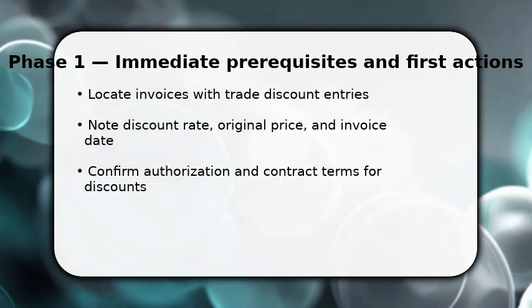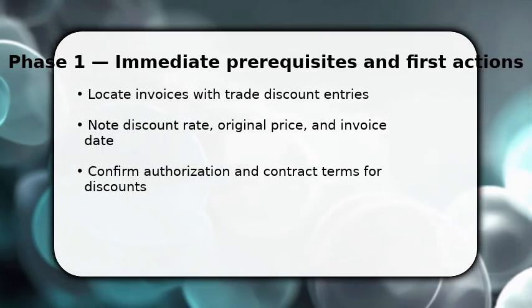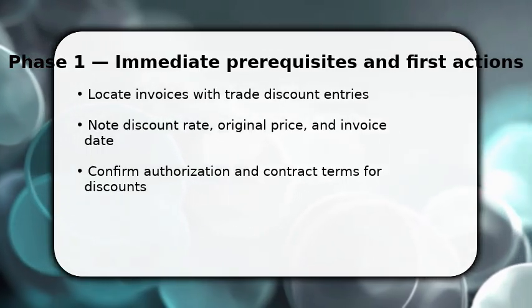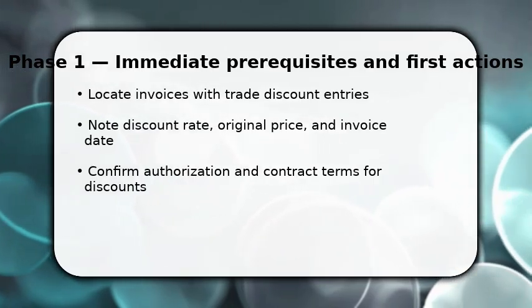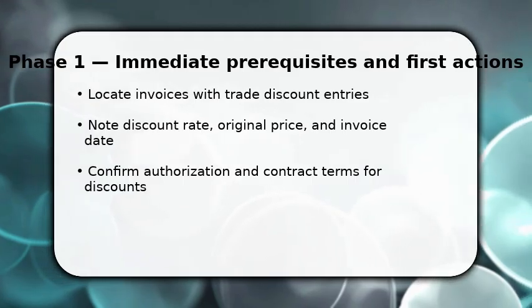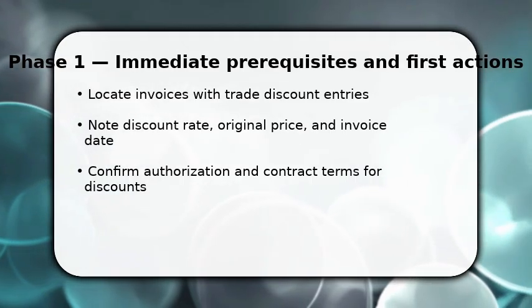You start by locating the invoices that carry the trade discount, and you note the discount rate, original price, and invoice date. Once done, verify whether the discount was authorized under contract or by a manager. This tells you if reversal needs approval.